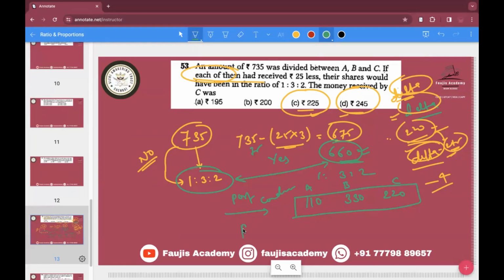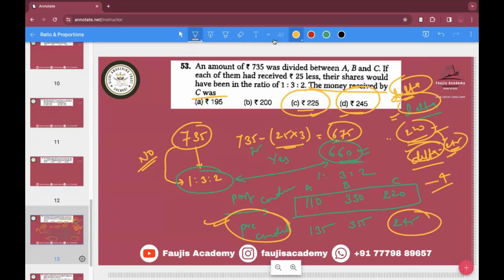So precondition. What was the scenario for all of them? We'll add 25 to each of them. This will become 135. This will become how much? 355. And this will become 245. They have asked for which one? A, B, or C? C. The money received by C, I mean, they are asking about the precondition. The precondition over here is 245. Right, guys?